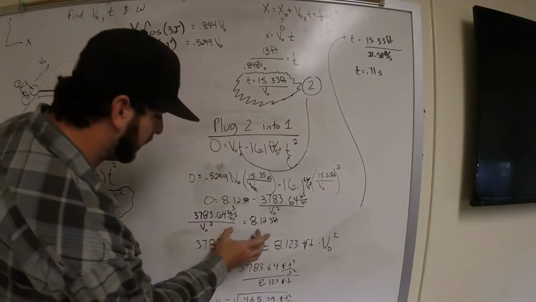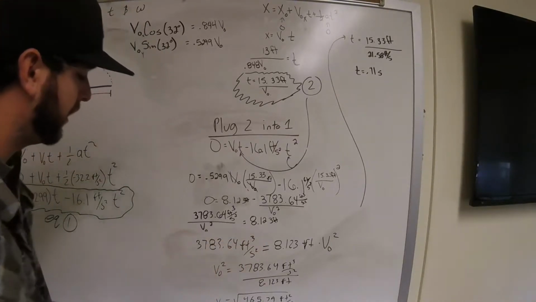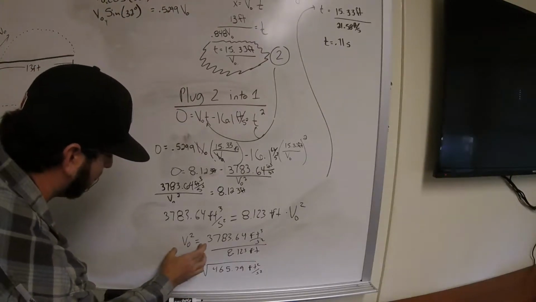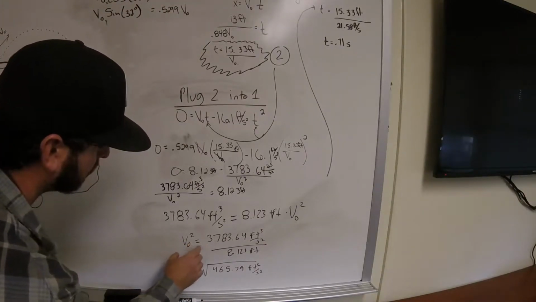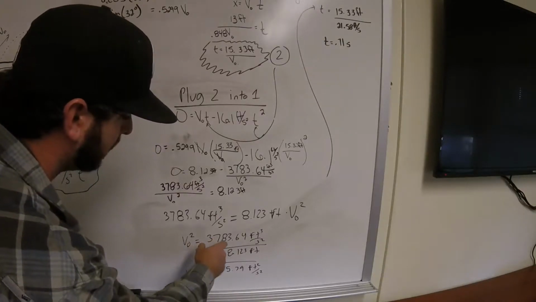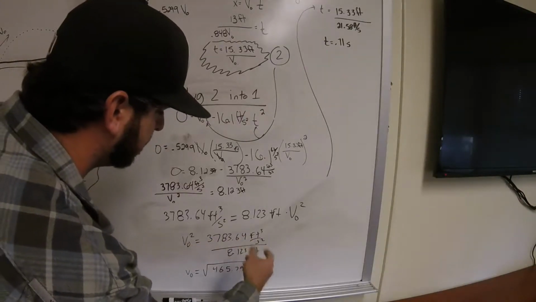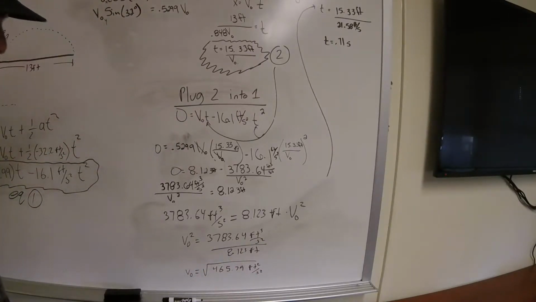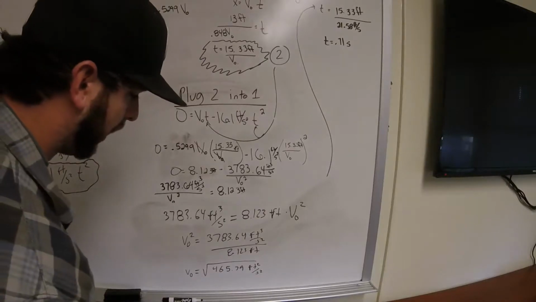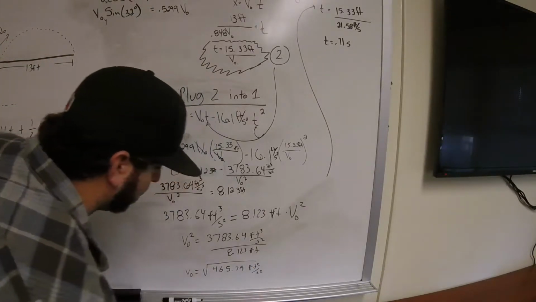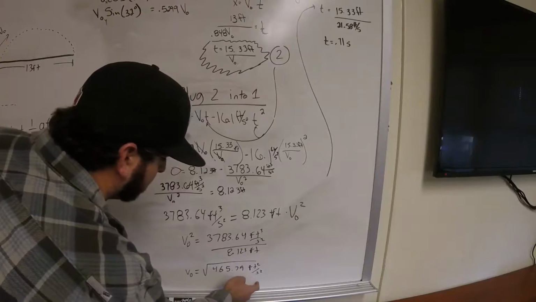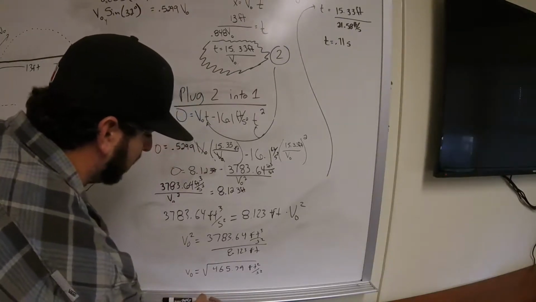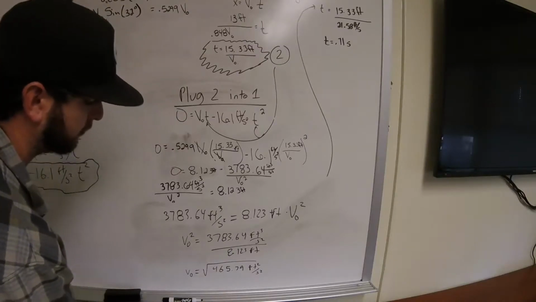Now we want to set those two equal to each other so we can solve for v naught. Once we set those two equal to each other, we can solve for v naught, and we are left with v naught squared equals the 3,783.64 feet cubed over second squared, divided by the 8.123 feet. After doing the math for the units, we are left with feet squared over second squared. Once you take the square root, we will be left with feet over seconds, which is the velocity.